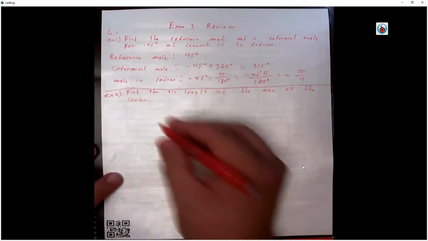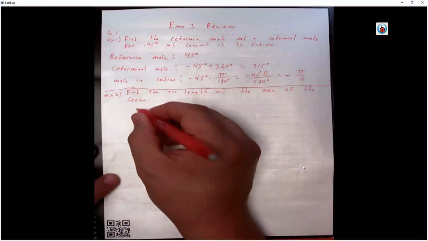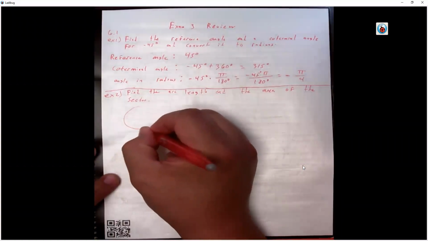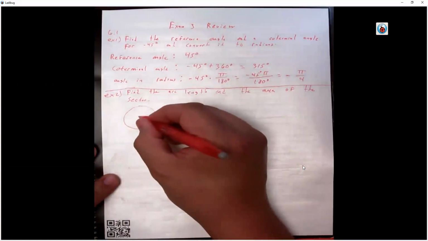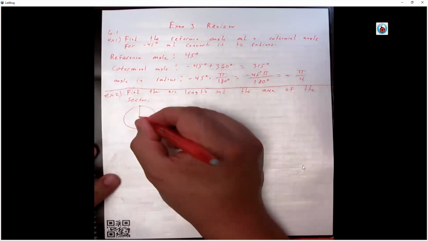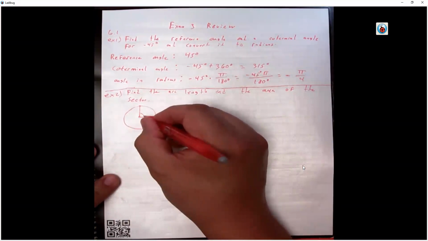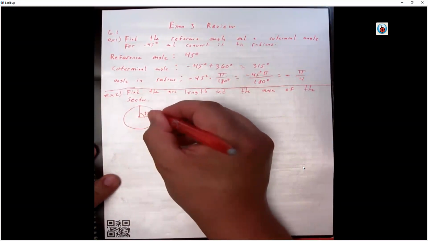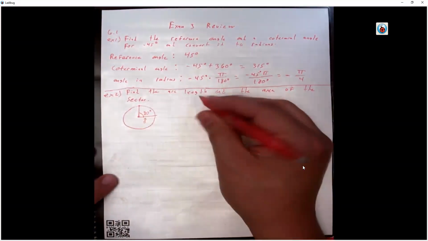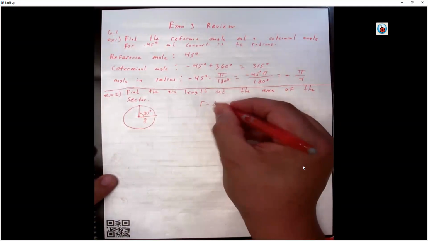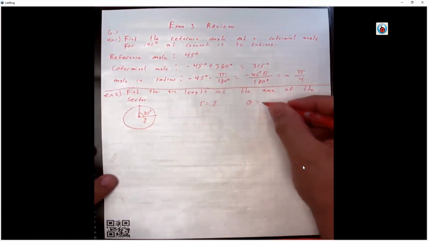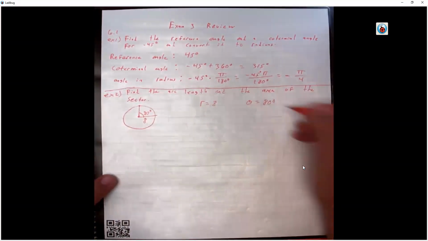I'll probably just give you some numbers, but on this question, I'm going to give you a picture. So this angle right here is about 80 degrees. The radius is about 8. So we'll say R is 8. Theta is 80 degrees. Okay.